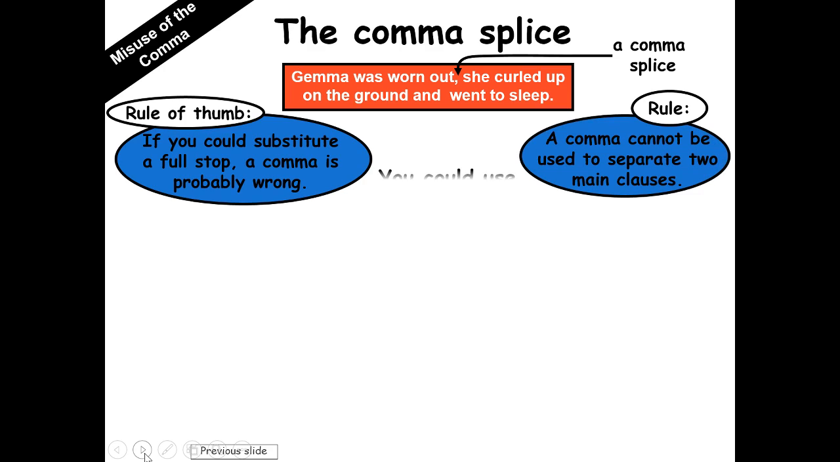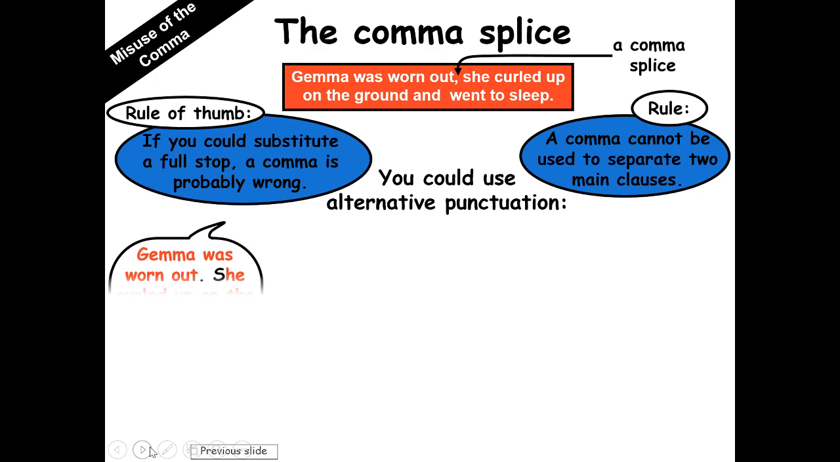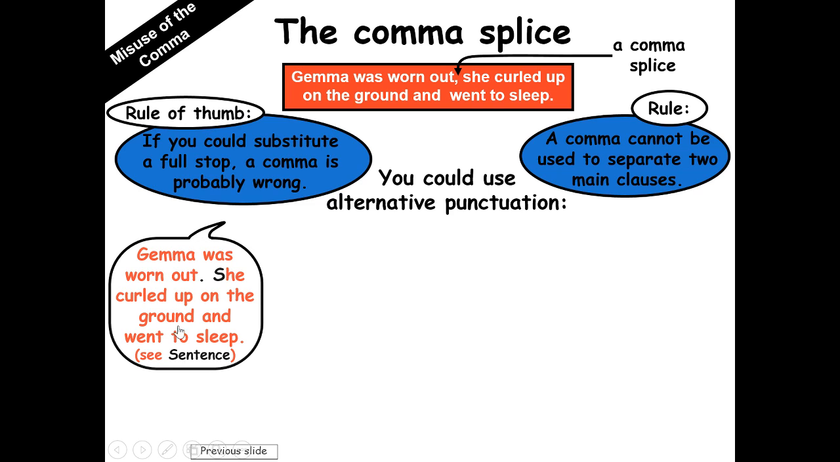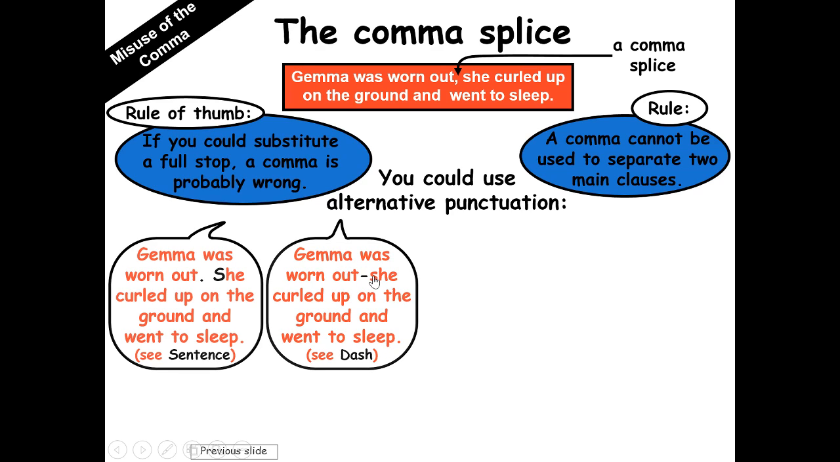The rule here is a comma cannot be used to separate two main clauses. What can we use to separate two main clauses? We have discussed before. A semicolon can be used, or you can just put a full stop here. You can use alternative punctuation here, as I said just now. You can use the full stop and start with a capital letter, or a dash. You can use a dash.